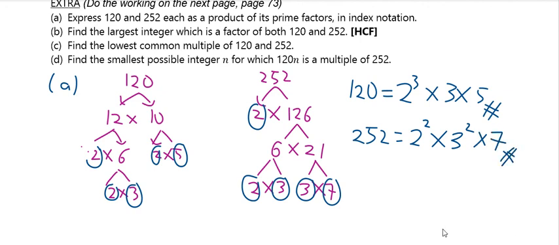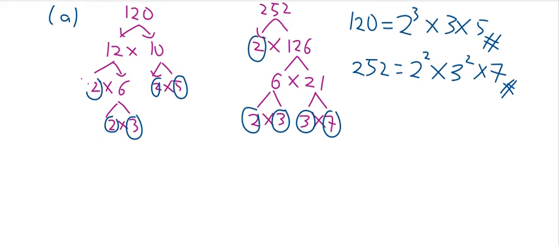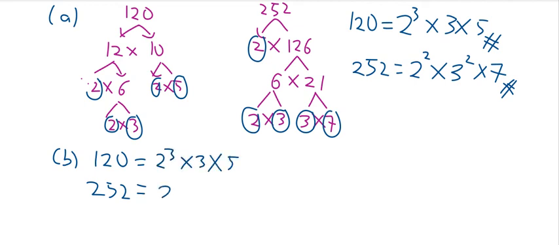Okay, now you will use this to find the answer for part B, which is the largest integer which is a factor of both 120 and 252, which is the HCF, and to find C, the LCM of 120 and 252. So let's proceed to B. So B is asking for your HCF. So I will just copy down the prime factors that I've found just now. 2 power 3 times 3 times 5, and 2 power 2 times 3 power 2 times 7.